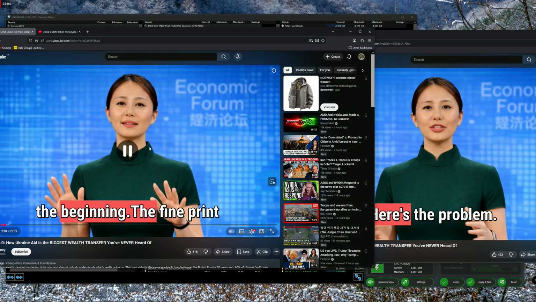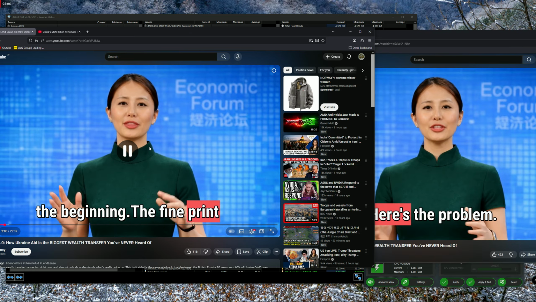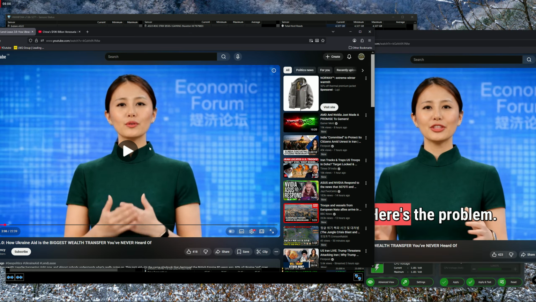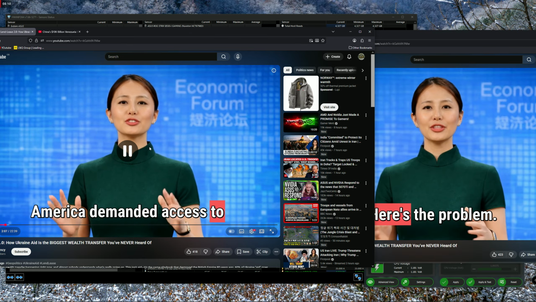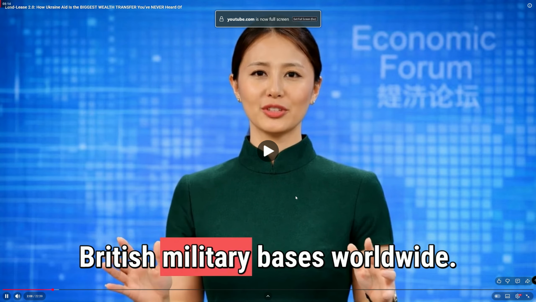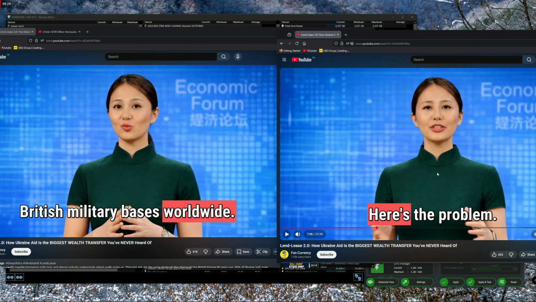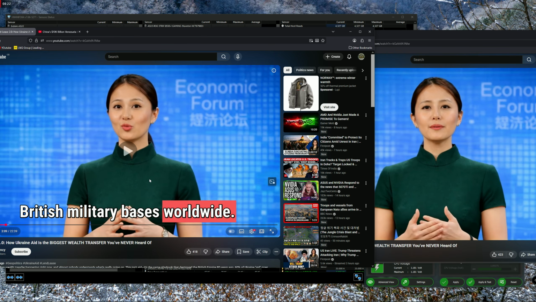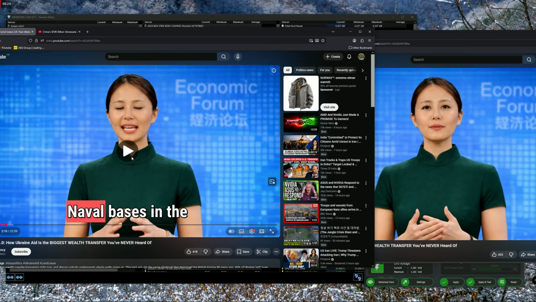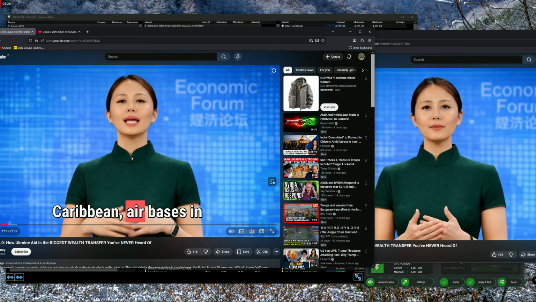But that was just the beginning. The fine print was brutal. America demanded access to British military bases worldwide. Naval bases in the Caribbean, air bases in the Pacific.